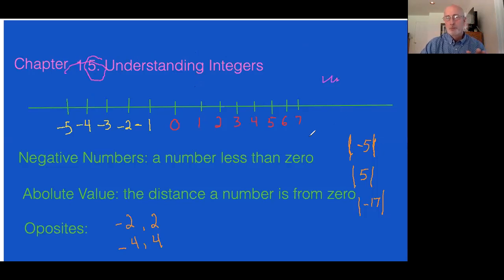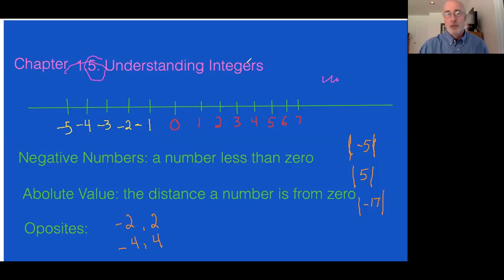Okay. Now, there's a number line here, so you probably want to stop the video and copy this down, then turn it back on again, okay? I've got a number line here, and I took my 0 and my 1, 2, 3, 4, 5 that are positive numbers and made them red so they stand out from the negative numbers. Everything to the left of 0 is a negative number, okay?